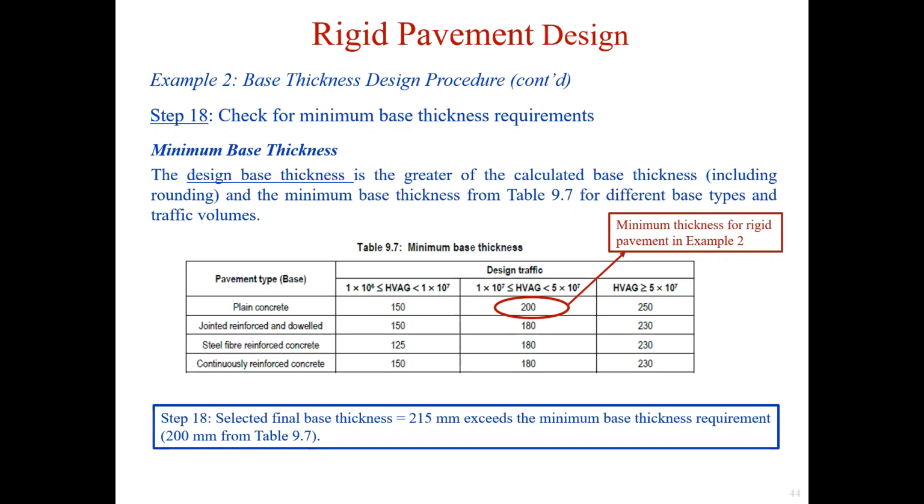Step 18 is to check the minimum base thickness requirements. The design base thickness is the maximum value of the calculated base thickness and the minimum base thickness from table 9.7. So based on previous calculation, the minimum acceptable base thickness for this rigid pavement design is 215 millimeter. The minimum base thickness from table 9.7 is 200 millimeter. So the maximum of both values is 215 millimeter, which is the final base thickness.